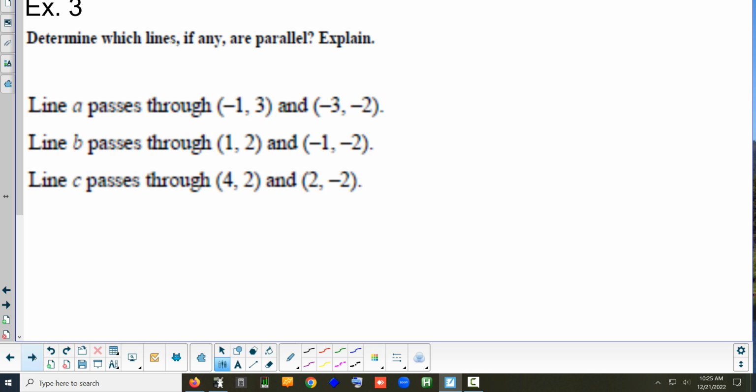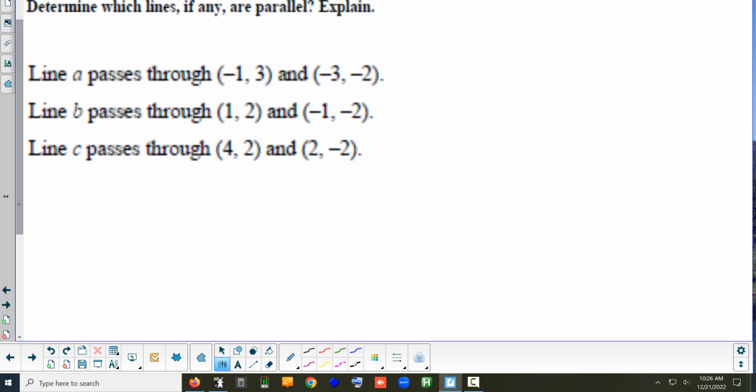So the question here says determine which of the following lines are parallel. For this one, I don't want you to worry about the y-intercept. All I want you to do is focus on the slope. Because what has to happen with the slope if two lines are parallel? Yeah? The slope has to be the same. So what I need to do is find the slope of line A, line B, and line C, and see if any of the slopes come out the same. That's all you have to do. You have to check the slope.